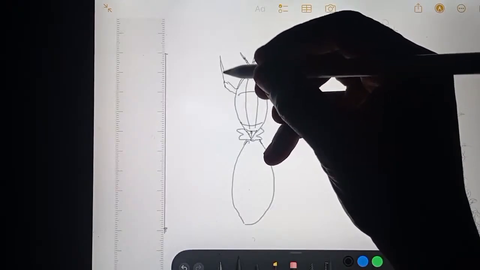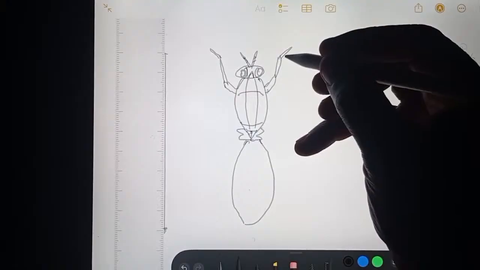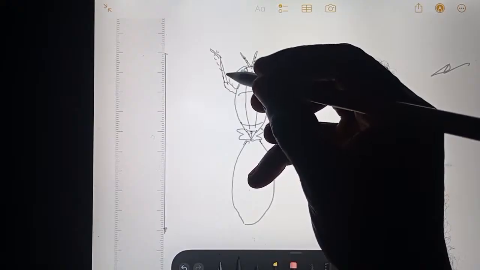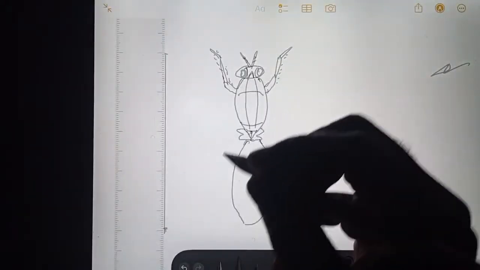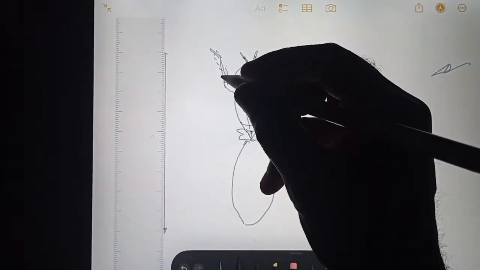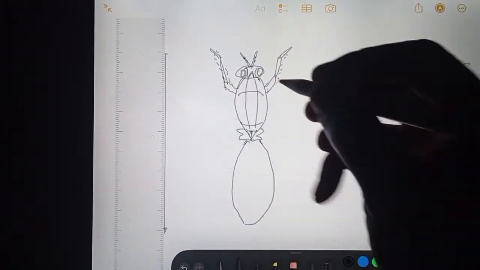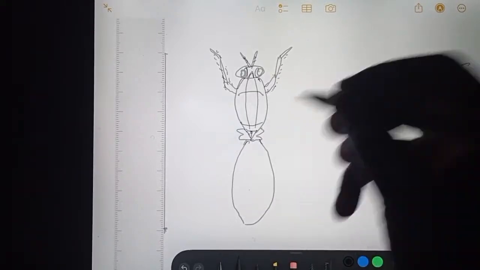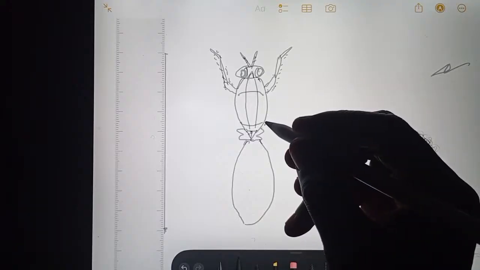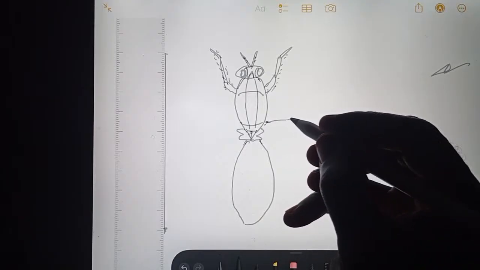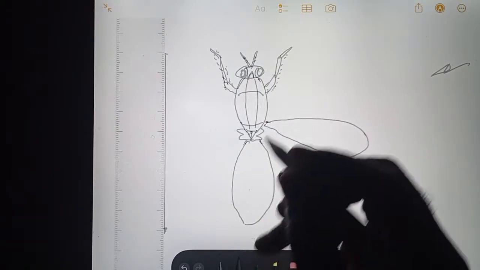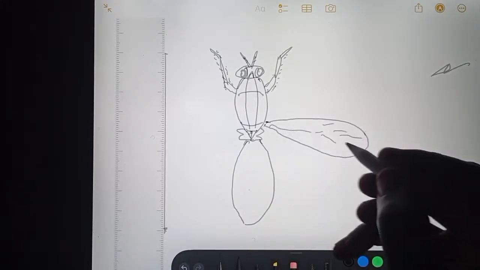Take it this way and take it that way. You can put the tiny spines that are there. We are giving you the final revision. Remember, this is a revision class. And then the wings, you can extend the wing so that it can be clear. You can extend it like this, like a curve. Then the other one moves this way. You show that it is a membranous wing.